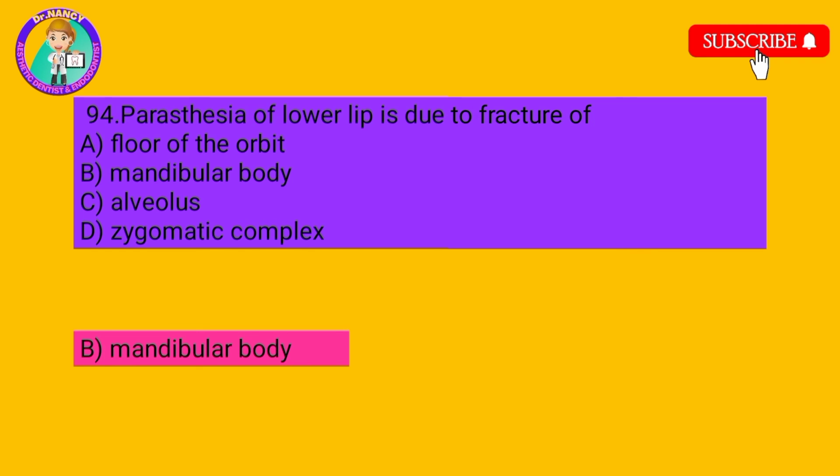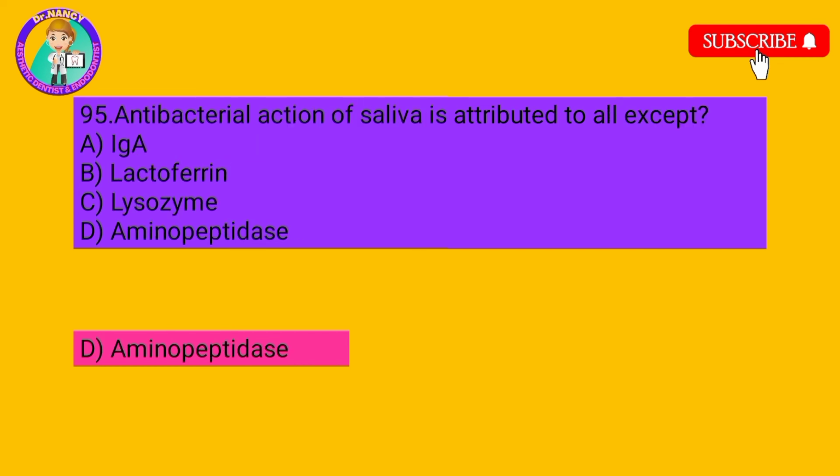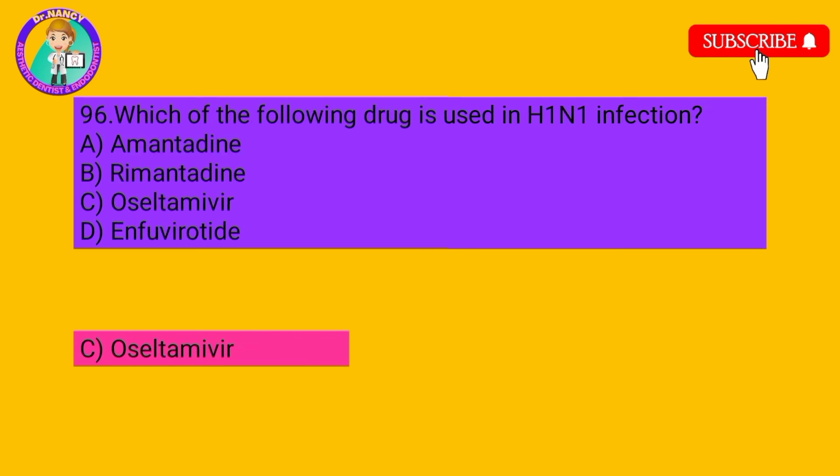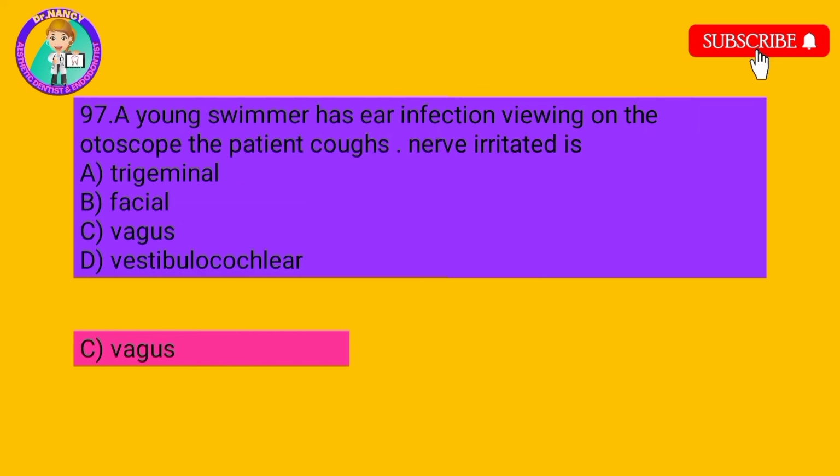Paresthesia of lower lip is due to fracture of floor of the orbit, mandibular body, alveolus, zygomatic complex. Answer: mandibular body. Antibacterial action of saliva is attributed to all except IgA, lactoferrin, lysozyme, aminopeptidase. Answer: aminopeptidase. Which of the following drug is used in H1N1 infection? Amantadine, rimantadine, oseltamivir, enfuvirtide. Answer: oseltamivir. A young swimmer has ear infection.